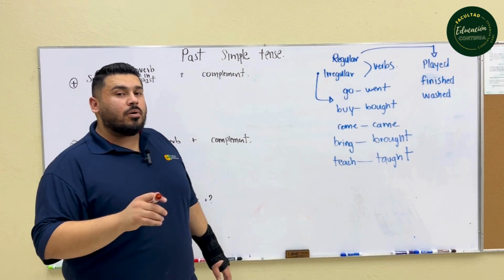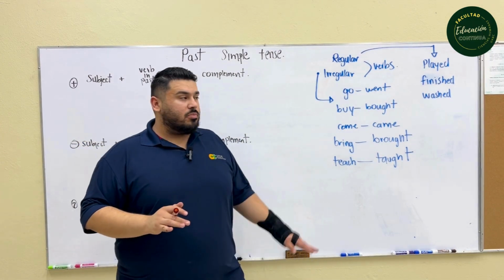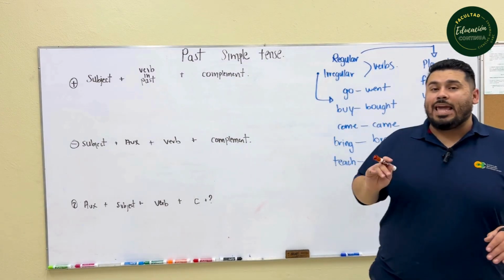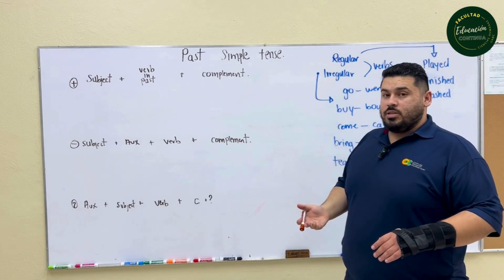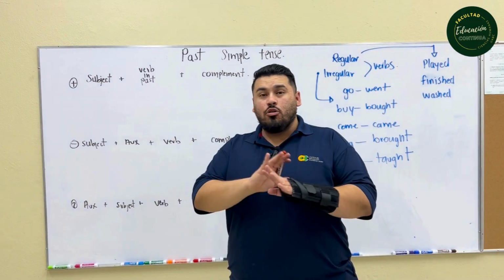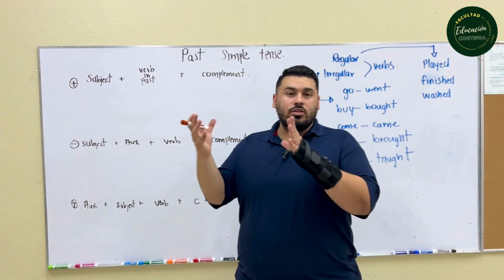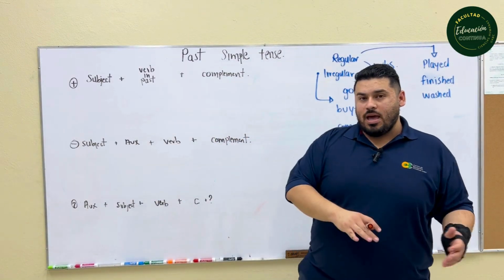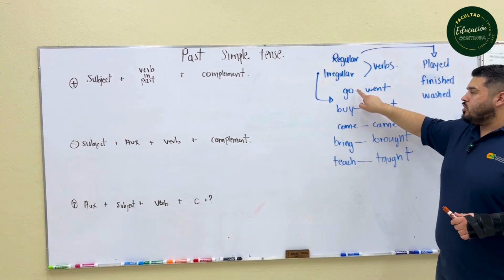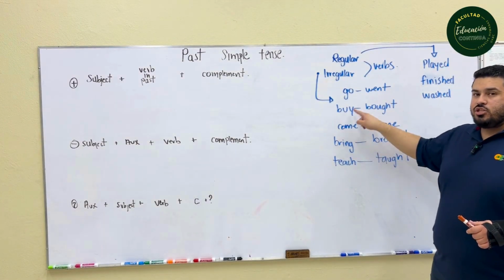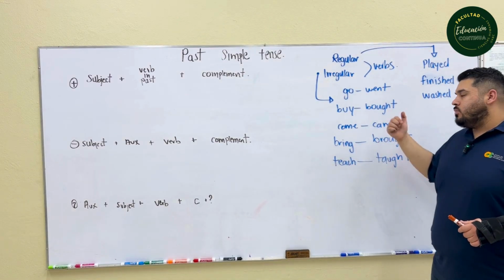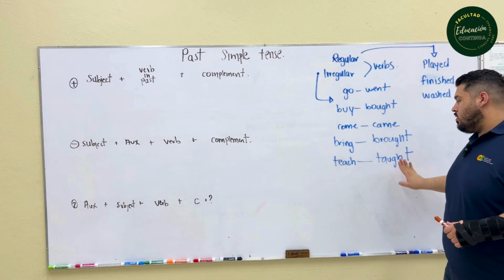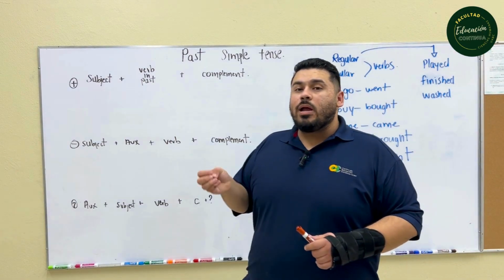Remember, with the last video, we talked about how to identify a regular verb. Remember, regular verbs are those that end with ed. Regular: played, finished, washed. And then we have irregular verbs. The irregular verbs are those verbs that change completely, okay? So it has one structure in present and another structure in past. For example, go changed to went. Buy changed to bought. Come changed to came. Bring changed to brought. And teach changed to taught. Okay? So those are irregular verbs.